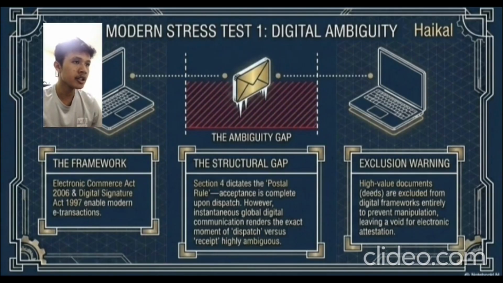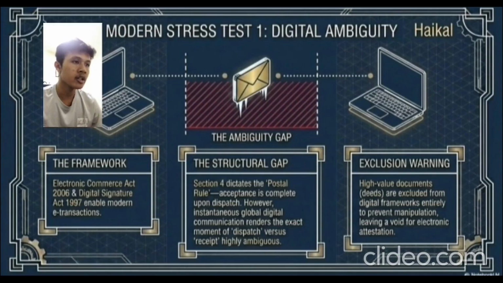This law recognizes digital communication as legally valid. However, there is still a structural gap. Section 4 follows the postal rule, where acceptance becomes complete once the message is sent. In today's digital communication, it has become difficult to determine the exact moment of dispatch and receipt. This creates legal uncertainty in online contracts.